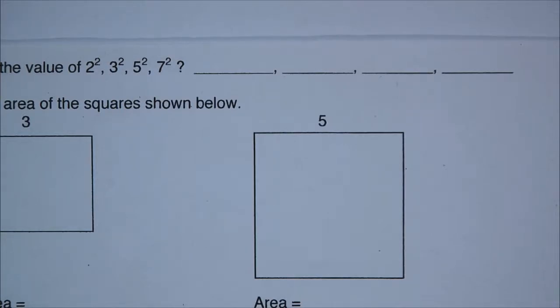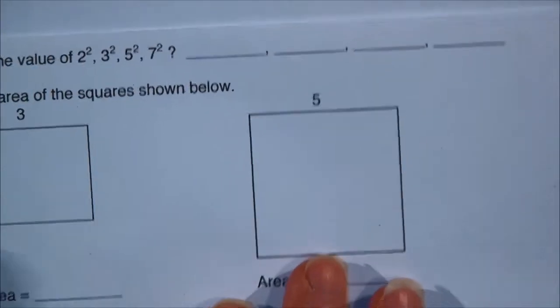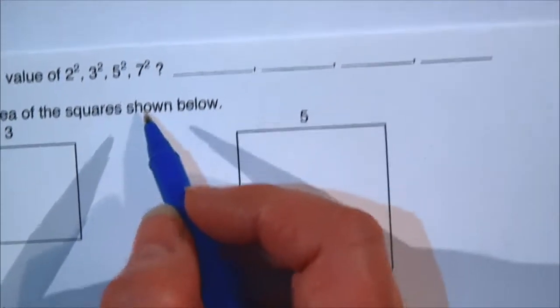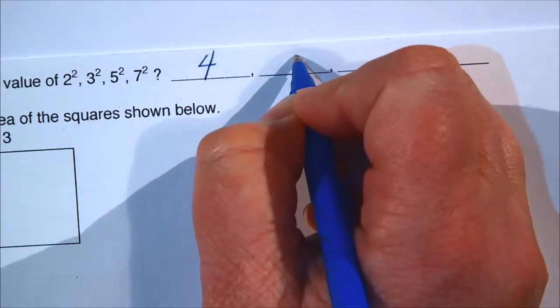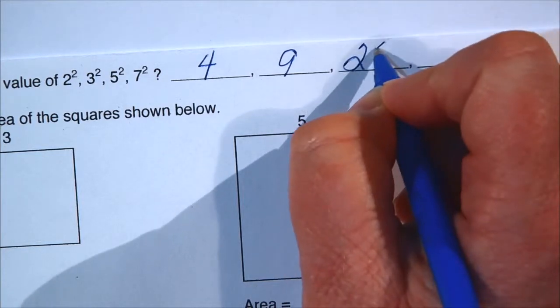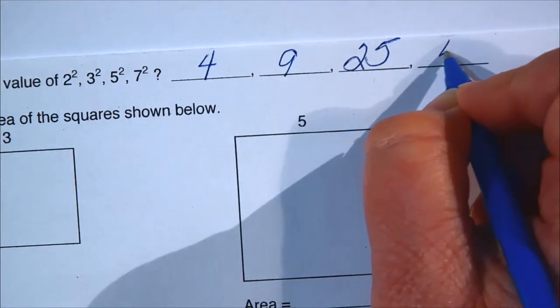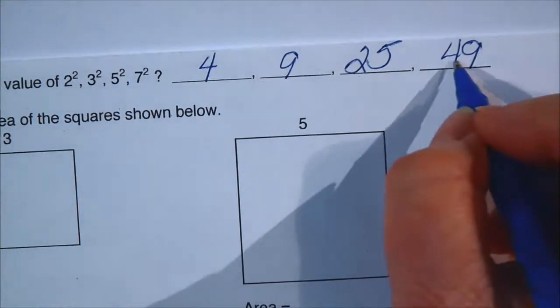All right, we're not going on to the next question. We're just stopping at letter A. So the value of 2 squared is? 4. The value of 3 squared? 9. 5 squared? 25. 7 squared? 49. Okay.